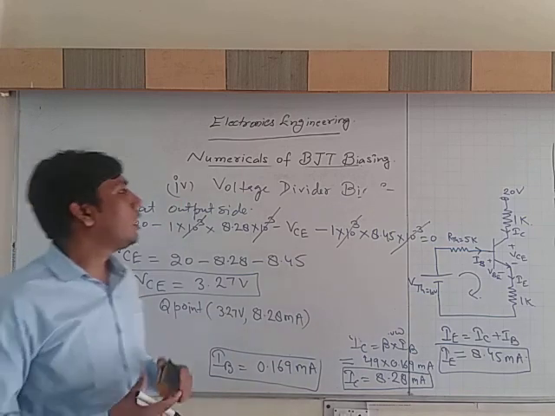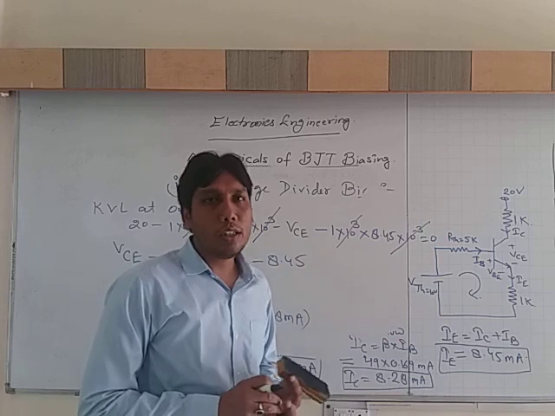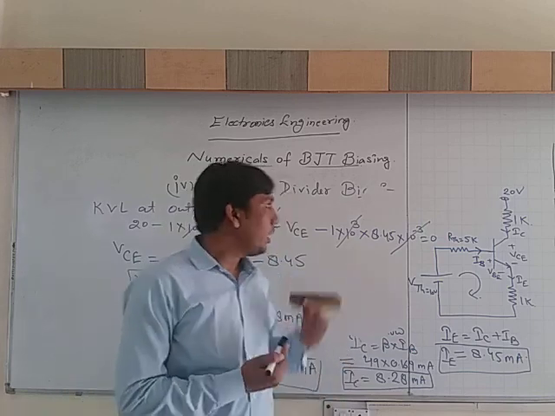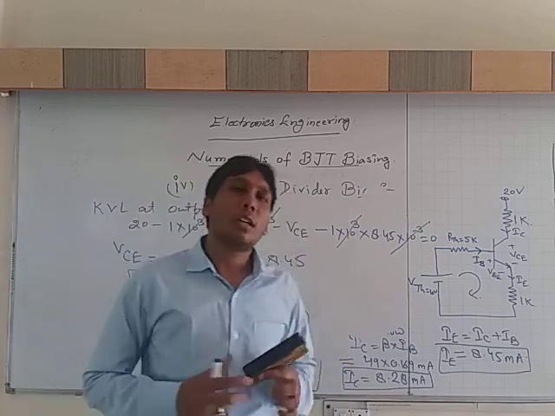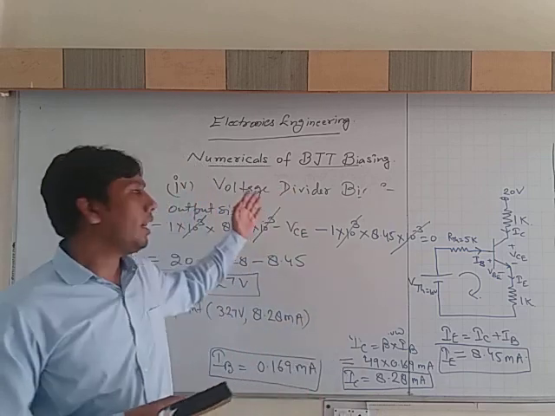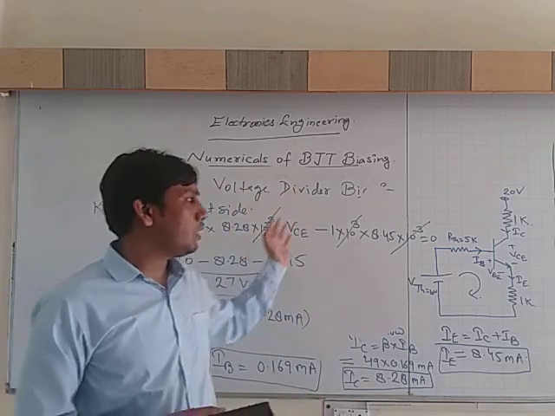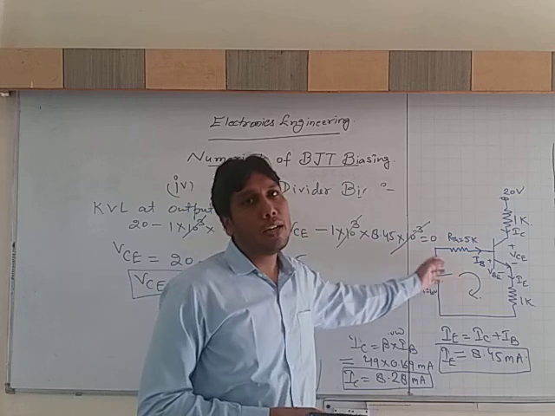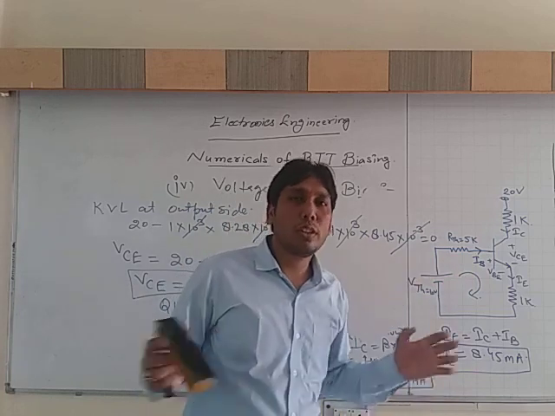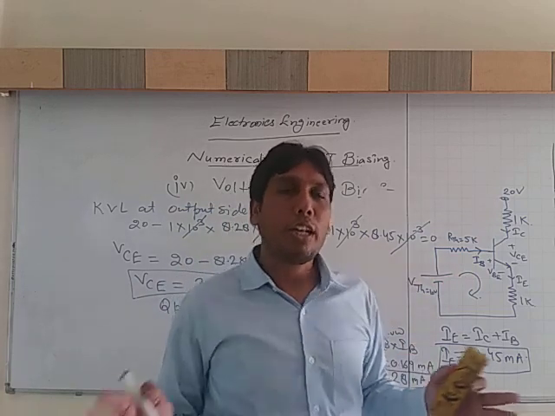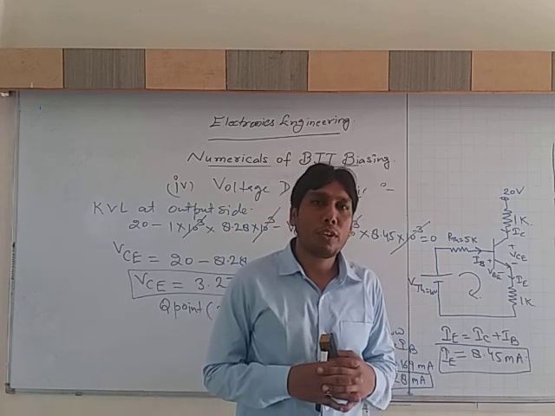So this is the voltage divider biasing, and in this way we can convert a voltage divider bias circuit first into its equivalent circuit, and then we can solve the circuit. So these are all different types of circuits of transistor biasing.